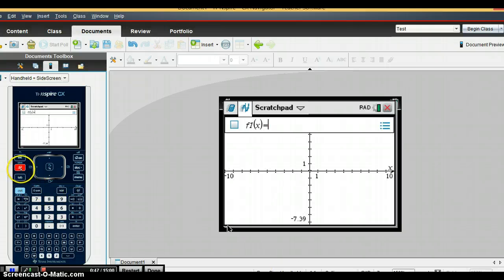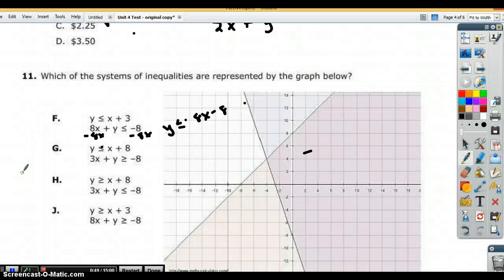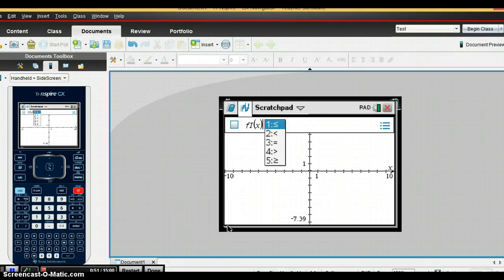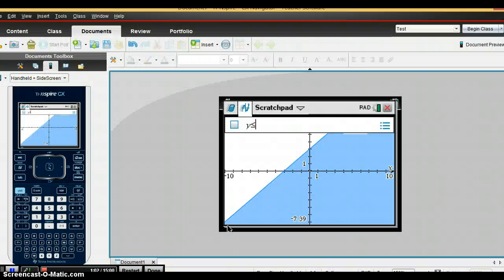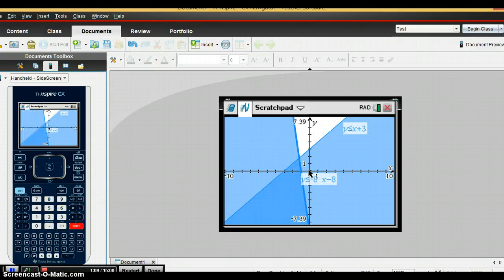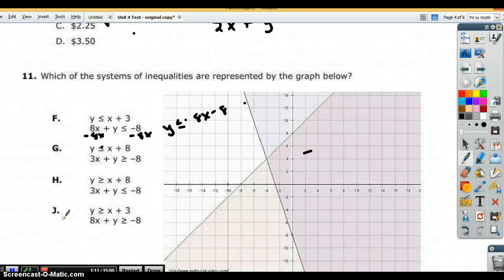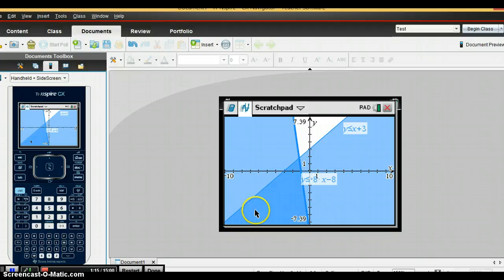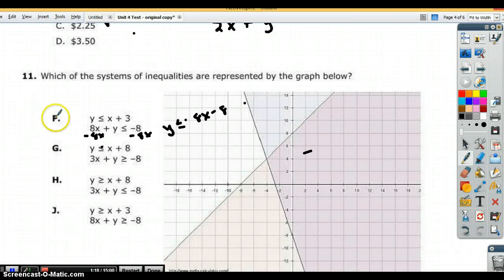So come to the graph. So the first one is y is less than or equal to, so that's going to be 1, x plus 3. And then the second one is less than or equal to, so it's also 1, negative 8x minus 8. So then I look at that, and I look at that, and since the double shaded region is out here, but it's down here, I know that that's not the right answer.